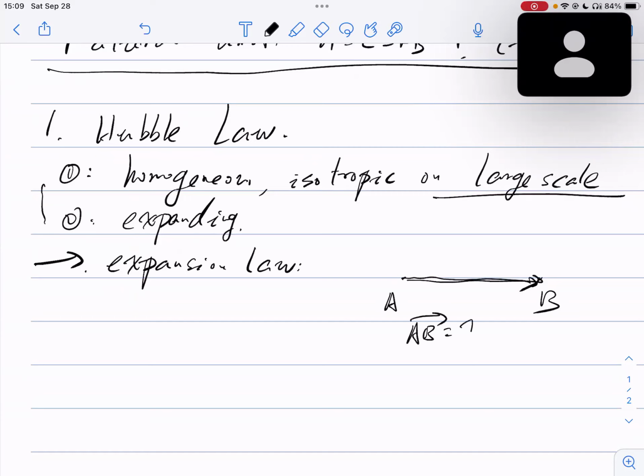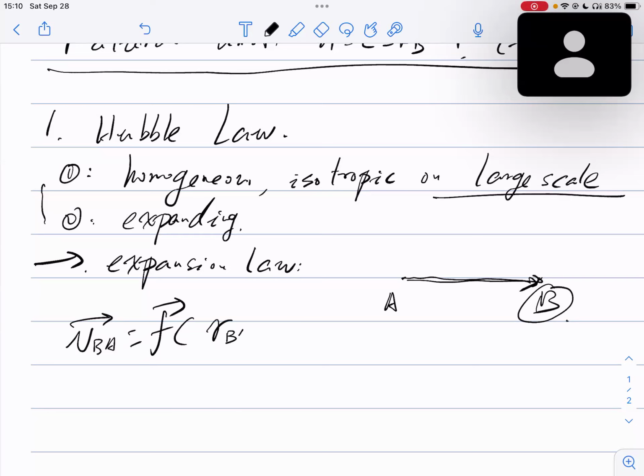A, B equals R. Well, suppose the observer is located on B, and the expansion velocity with respect to A will be v equals, we don't know the expansion law, that suggests it's a function of R, A, and t.